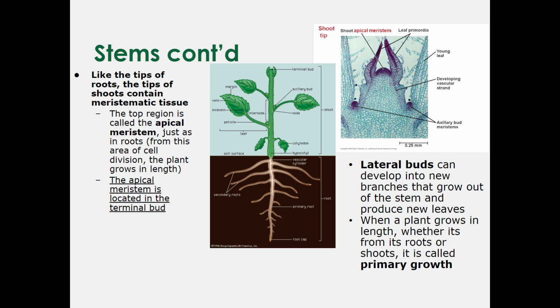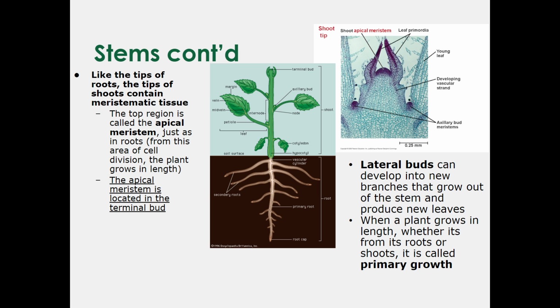So looking at stems, we have to acknowledge structures like the apical meristem. That's going to be where mitosis occurs for the shoot system or stems. And that's the top region of the stem. And this is an area of cell division or even more growth in the plant, like we saw with the root system. And the apical meristem is located in a structure called the terminal bud. So the terminal bud is where the apical meristem is located. The apical meristem is great for mitosis or further growth of the shoot system. The lateral buds that develop into new branches would grow out of the stem and produce new leaves.